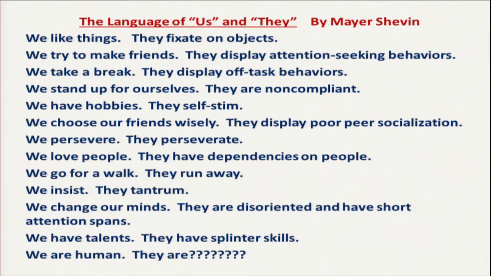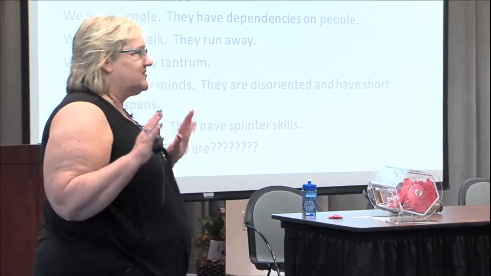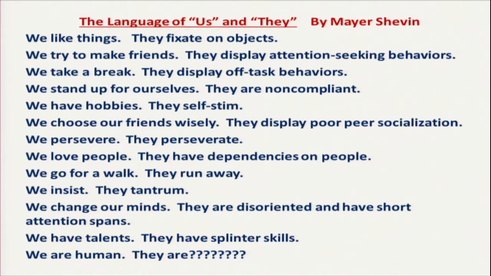The language of us and they. A wonderful guy who actually just passed away not too long ago, Mayer Shevin, wrote this poem as a way to think about how we use different language sometimes to define students with disabilities versus students who don't have disabilities. So just listen to this. We like things. They, referring to the students with disabilities, they fixate on things. So you've got a kid who's fixating on some toy when in fact, if he didn't have autism, we would just say he likes it.